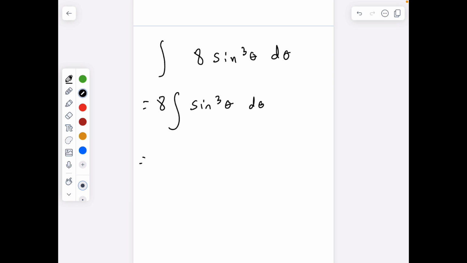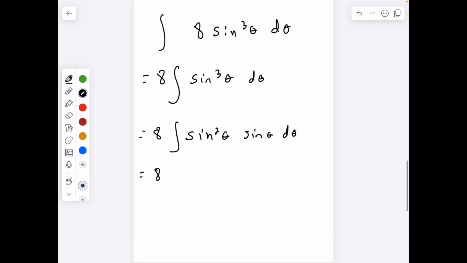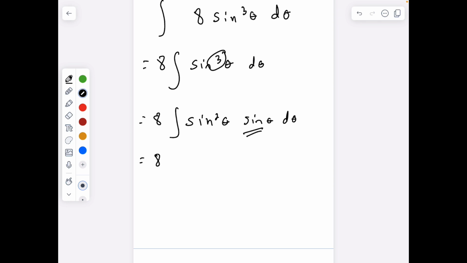So what we'll do now is rewrite sine cubed as sine squared theta times sine theta d theta. And I'm using this technique of trigonometric integrals, which says if you have an odd power of sine or cosine, take one out. So you pull out one sine and you have two sines left. And what you're going to use is a trigonometric identity, sine squared theta equals 1 minus cosine squared, the Pythagorean identity.